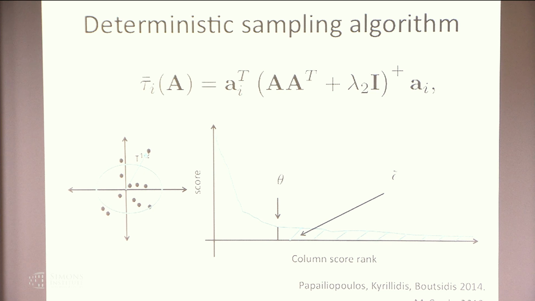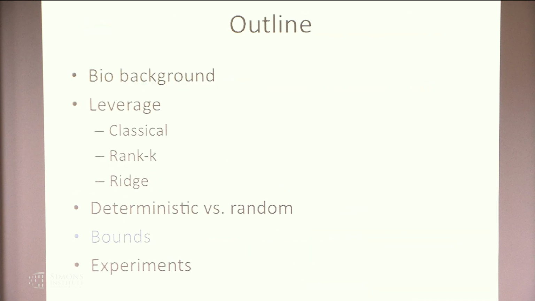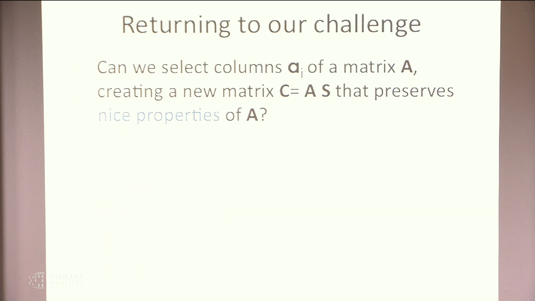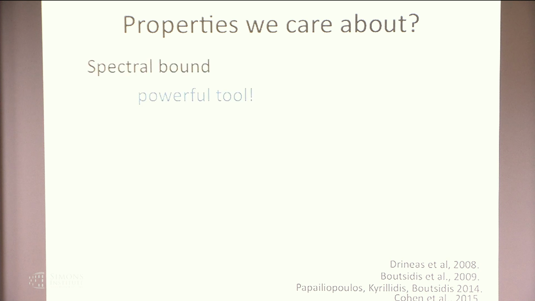So that brings me to the bounds. Like, what can we do with this? These are the nice properties that we're thinking of when we're trying to select the columns of A. What are we preserving about our matrix A when we do this? The first property, which I'm going to talk about in more detail in the next slide, is a spectral bound. And this is an extremely powerful tool, so I'll talk about it next.